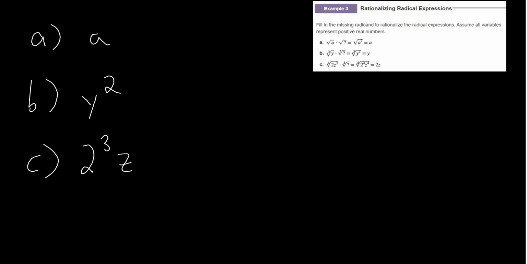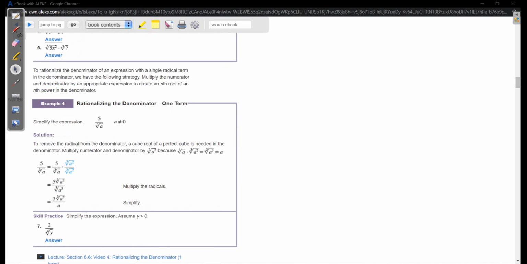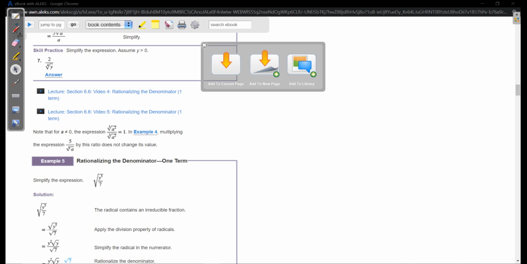Okay, and why do we do this exercise? Because when it comes to rationalizing the denominator, let's go to example 5 first. Example 5 is typically the one that everybody remembers how to do, but example 4 is one that people don't really remember how to do. So let's just jump to example 5 before we do example 4.